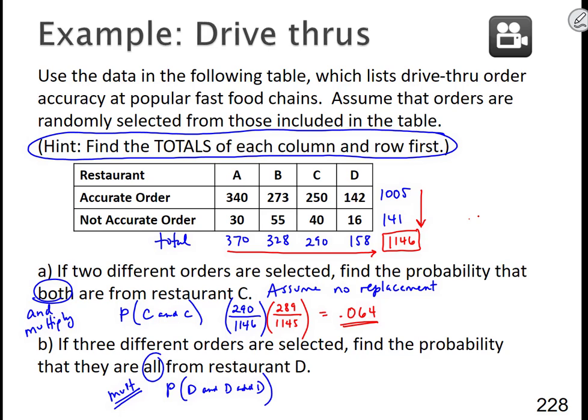So again, we start out with the totals. 158 of D out of 1,146. And if you want to pause this for a second, see if you can come up with the other two. If you're back, hopefully you realized you're just going to do 157 over 1,145, and then 156 over 1,144. Each time we're taking one out of the top, one out of the D, and also, of course, one out of the total.